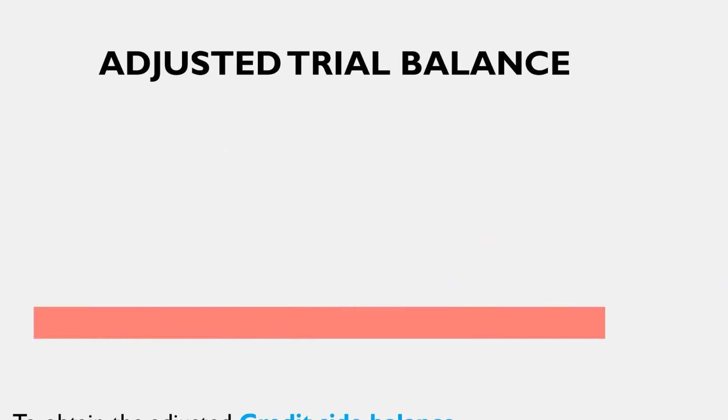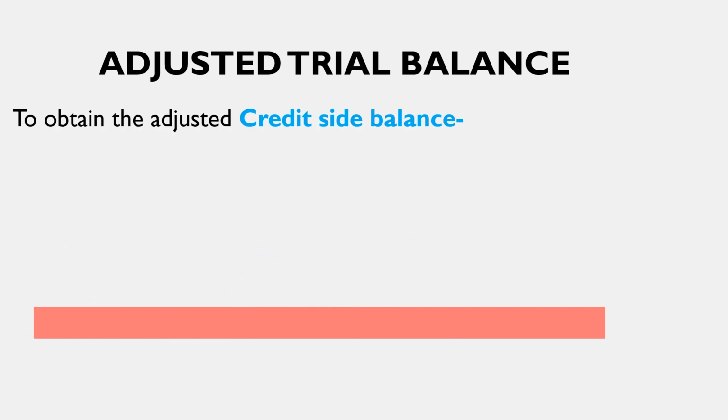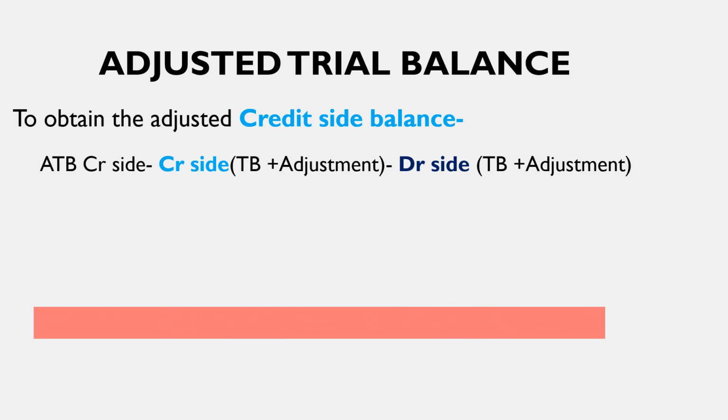Let's see how to obtain the adjusted credit side balance. If the credit side of the trial balance and adjustment is greater than the debit side of the trial balance and adjustment, then we have to put the credit side balance. If not, we put 0. Now we are going to elaborate this formula further.